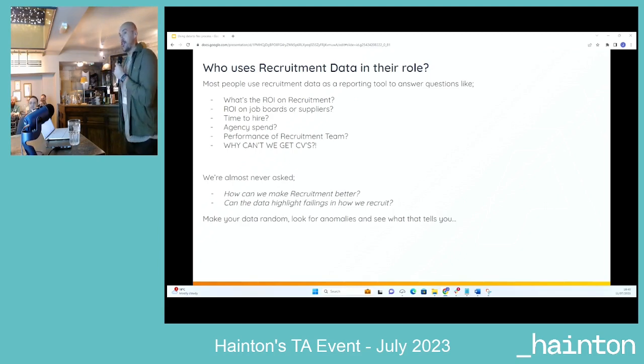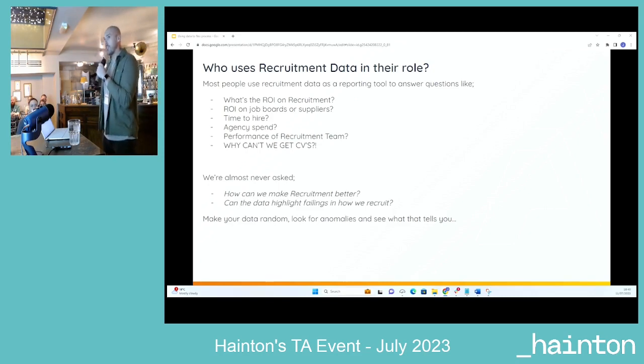So first off, I wanted to get people to think about recruitment data. Now I imagine most people use data in their roles, but I really wanted to think about how we use it. Most recruiters, me included, often use data to try and justify our position to the wider business, trying to convince hiring managers of the work we do.